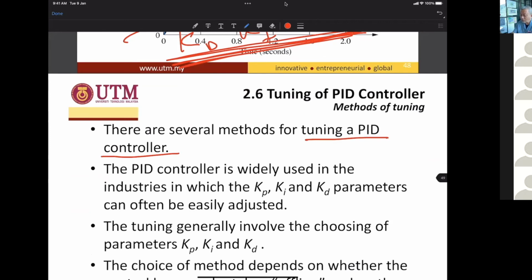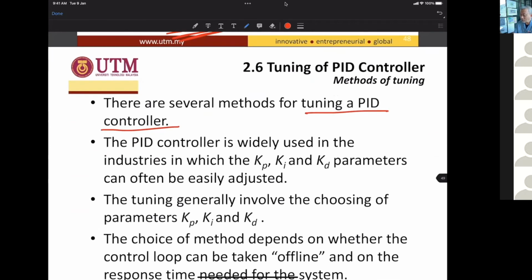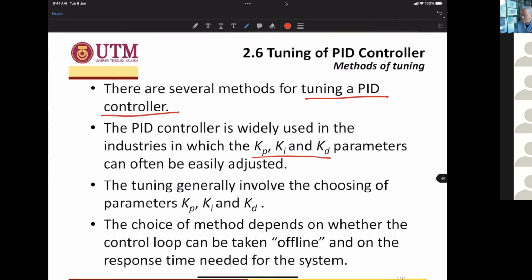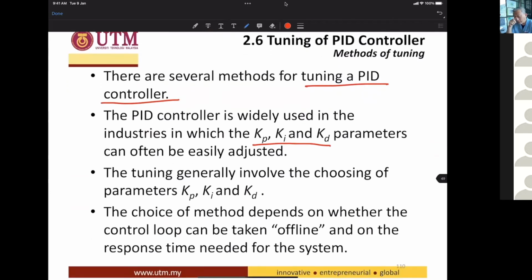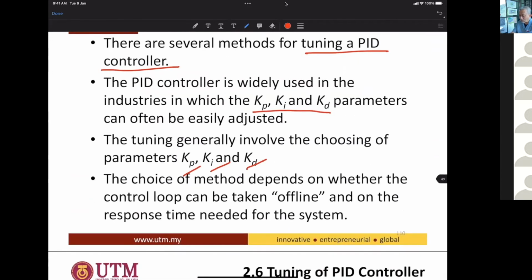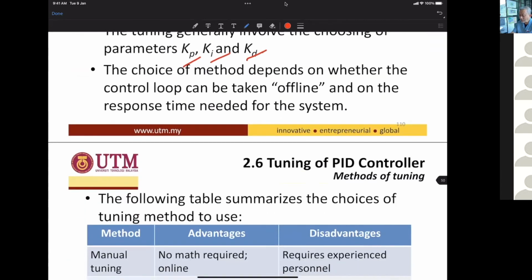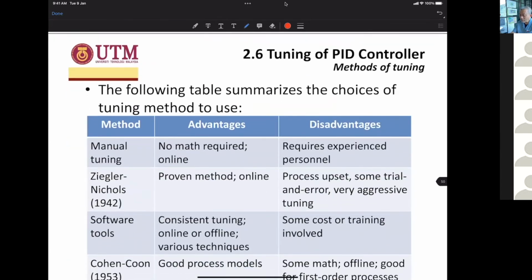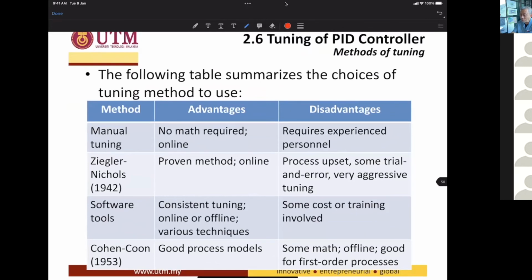Okay, tuning the PID controller, which is widely used in the industry for KP, KI, and KD. So it can adjust easily, but must be calculated first. The tuning involves choosing the values of KP, KI, and KD. Methods depend on whether you want to use online or offline. But we have some options, in the following summarized table.